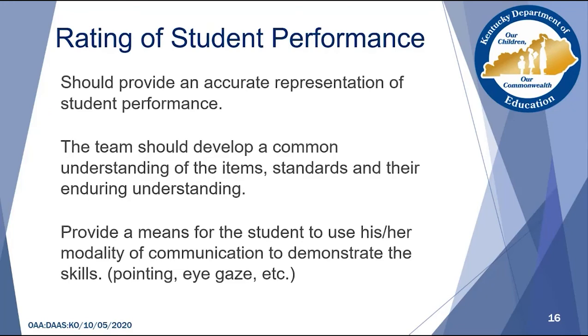The TAR must be scored or rated strictly according to the guidelines to ensure an accurate picture of student performance. As a team, discuss the items and the related standards in order to develop a common understanding. This will ensure more consistent scoring. Communication plays a vital role in how the student performs on the TAR. The common modality of communication, or how the student responds on a consistent basis, should be reflected. This could include but not be limited to pointing, eye gazes, verbal direction, or guidance. How the student responds will display this part of the skills to be demonstrated.